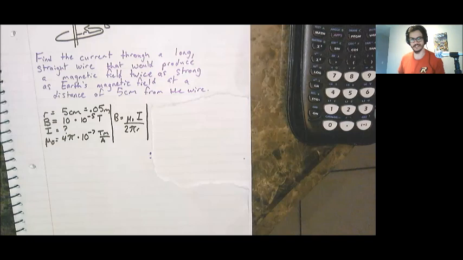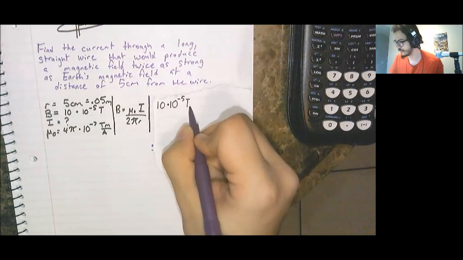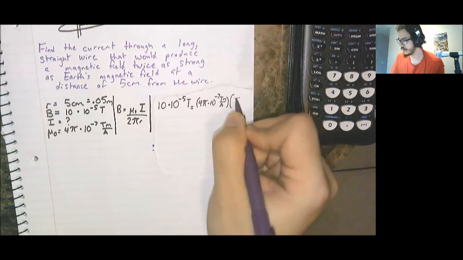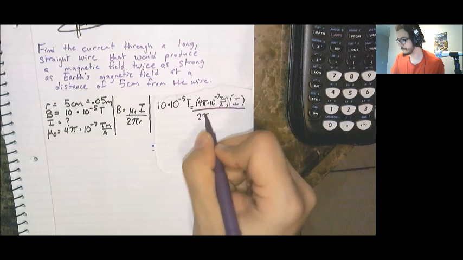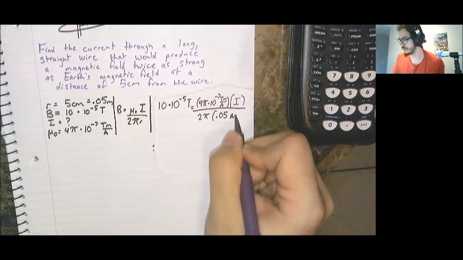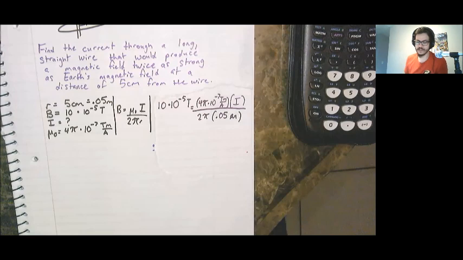Let's plug in. Our magnetic field strength is 10 times 10 to the negative 5 Tesla equals 4 pi times 10 to the negative 7 Tesla meters per amp, some amount of current, divided by 2 pi times 0.05 meters. I did a poor job writing that meters, but that's okay. It's on the top and the bottom, so we can cross it out anyway.